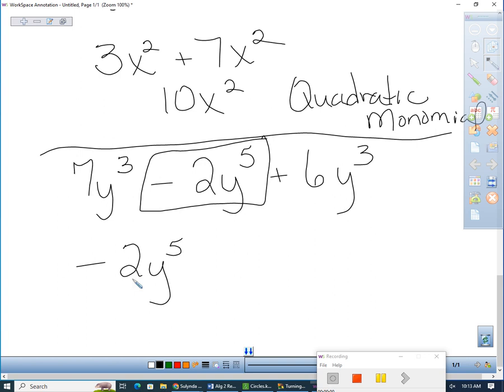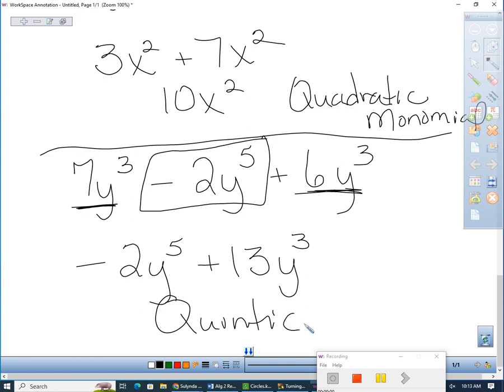The next one is y to the third. Well, I have more than one term that has a y to the third on it. I have 7y to the thirds, and I have 6y to the thirds. So how many y to the thirds do I have? 13. Very good. So 13y to the third. Now we classify it. My highest degree is a 5, so this is called a quintic. And it is 2 terms, so it's called a binomial. All right, questions so far? Okay.